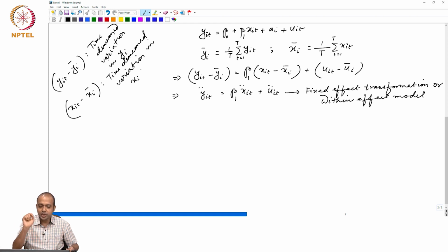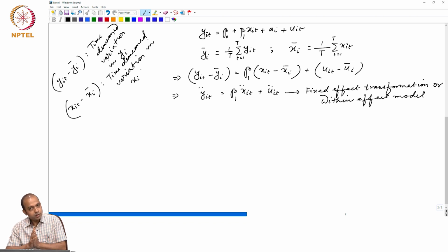Similarly, what is my explanatory variable? Instead of XIT, this is now XIT minus XI bar. That is my new explanatory variable. So, that is why I say that with the help of time domain X, I am going to explain time domain Y. Variation in time domain Y is explained by variation in time domain X. It is not like our standard econometric model where we try to explain variation in Y itself with the help of variation in X. That is the major difference we have to keep in mind.